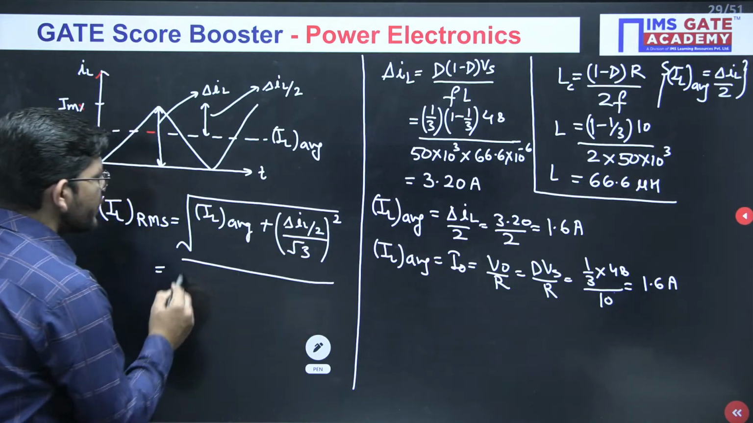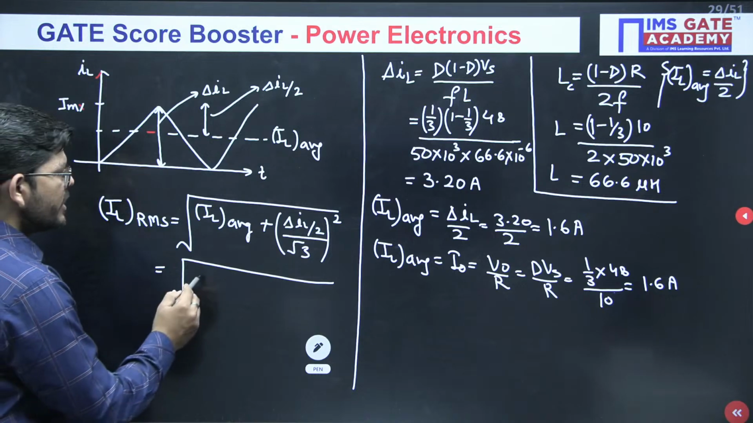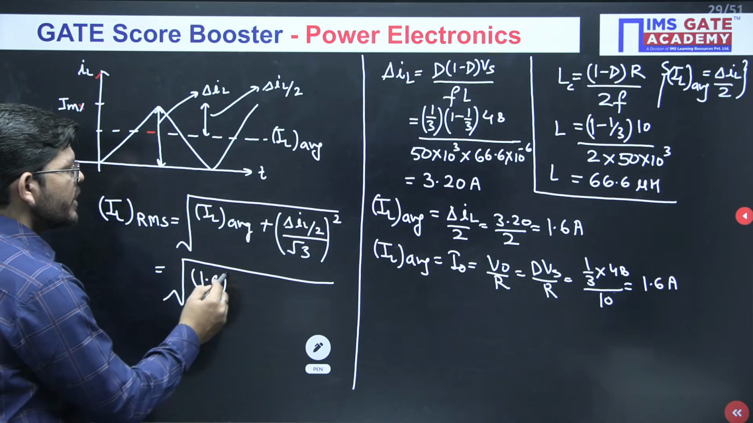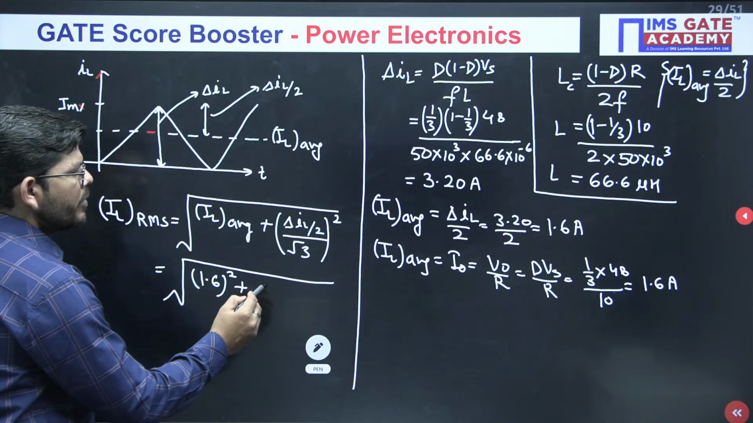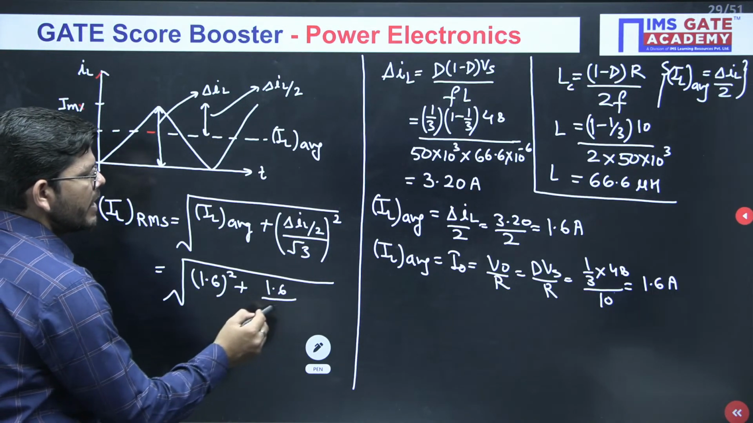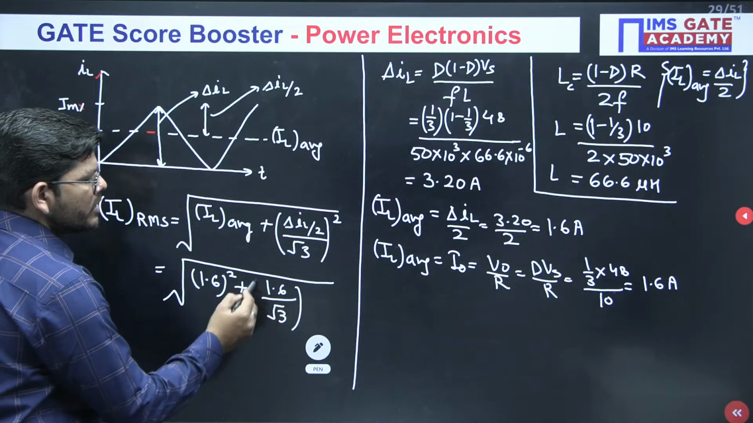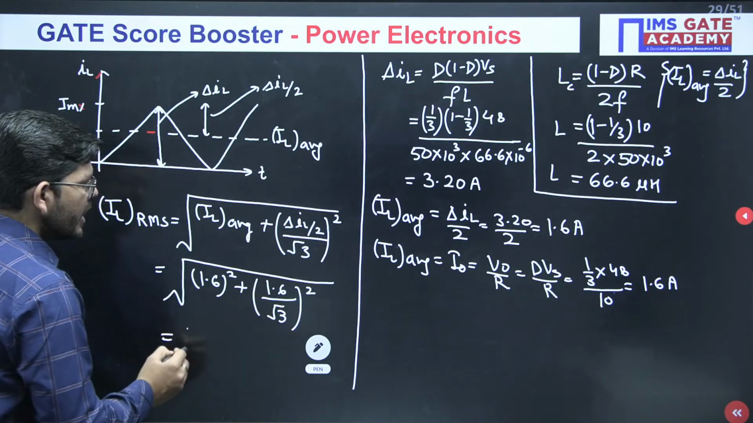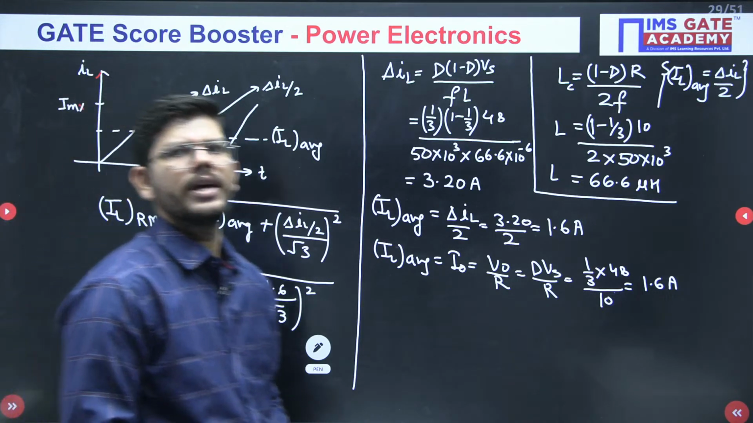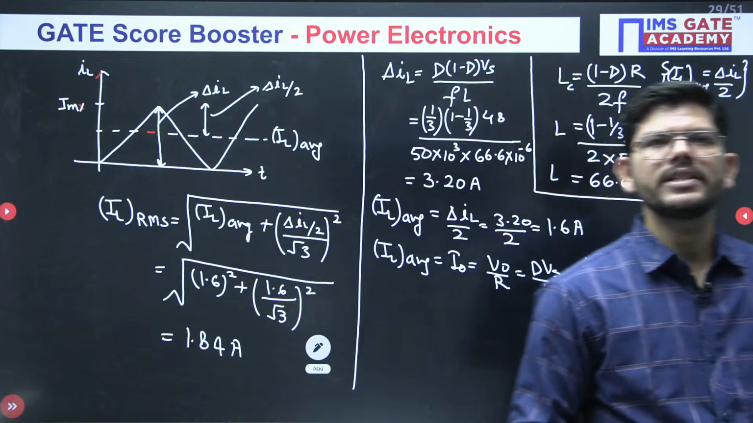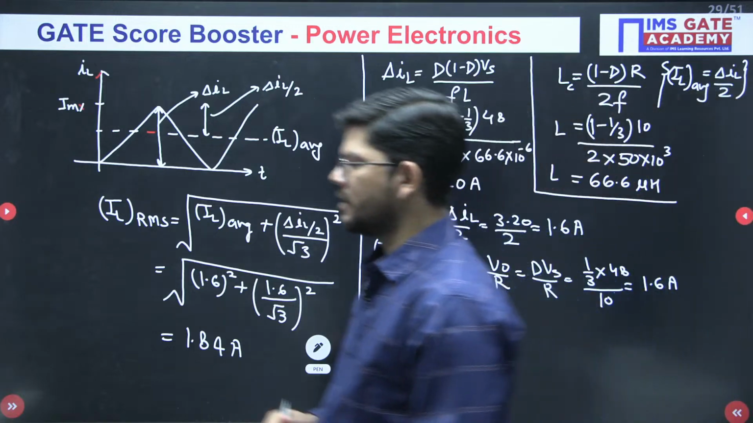Now coming back to this formula, what is IL average? IL average is 1.6. So 1.6 square plus delta IL by 2. Delta IL by 2 means 1.6 again, divided by root 3 square. Okay, and finally you will get an answer of 1.84 ampere. Okay, so Neelmesh, your answer is absolutely correct. Well done.